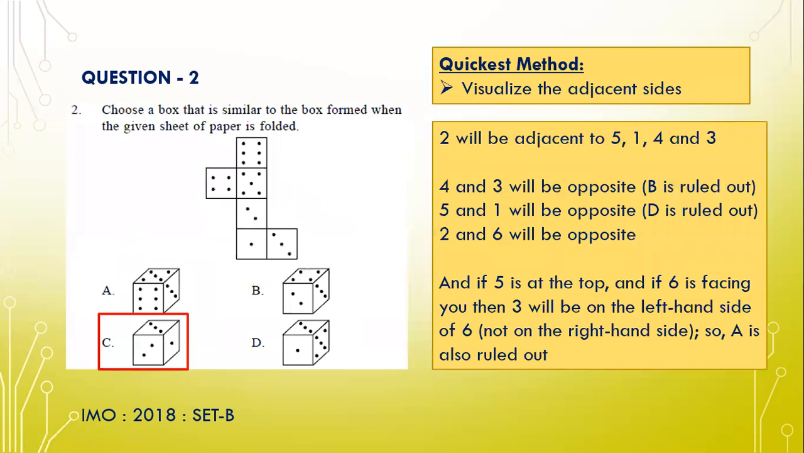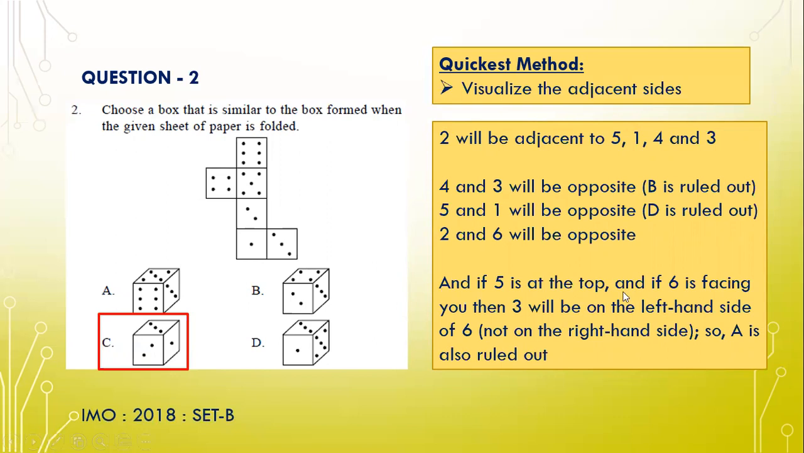The second one: choose a box that is similar to the box formed when the given sheet of paper is folded. So what are the top and bottom sides? Top and bottom sides will be 4 and 3. 4 and 3 will be opposite. Similarly, 6 and 2 will be opposite, and then 5 and 1 will be opposite.